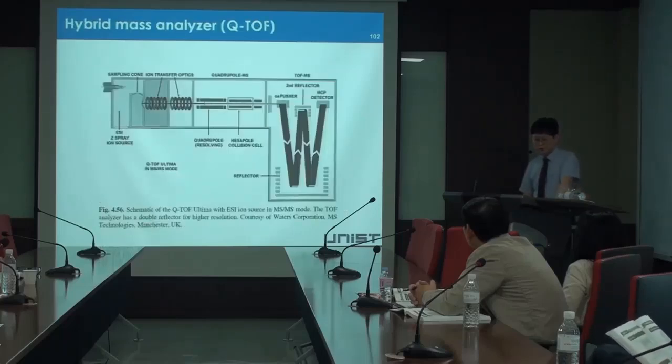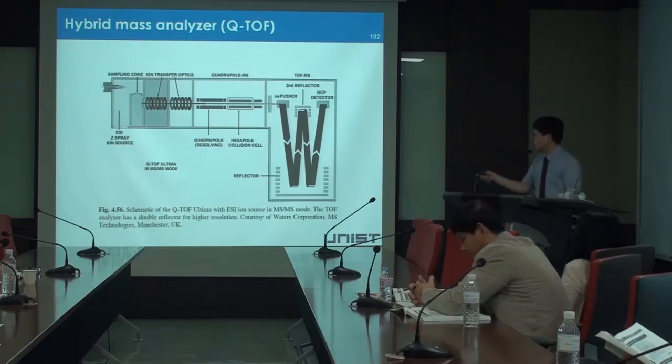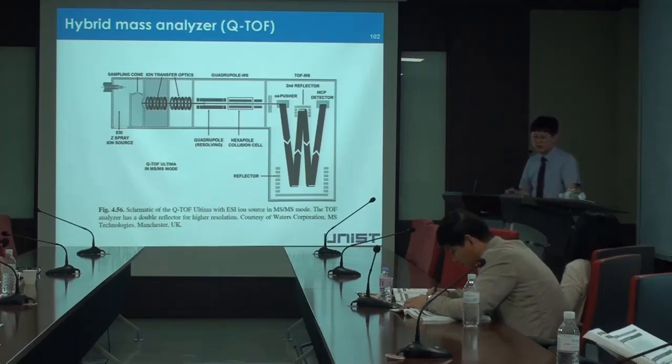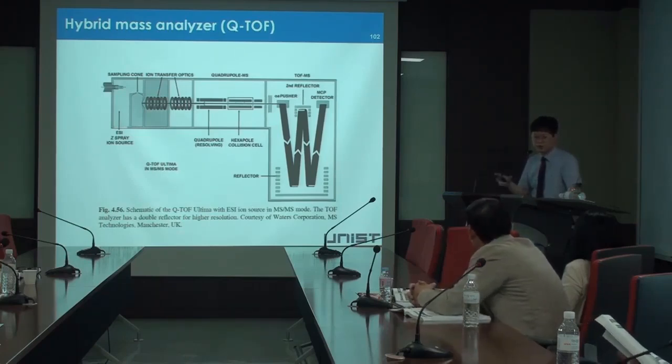This is a hybrid mass analyzer such as Q-TOF. Q means quadrupole, and TOF is time of flight. It's a combination of quadrupole and TOF. It can give better results, better separation of chemicals. So we say Q-TOF. This is a hybrid mass analyzer, and it is much more expensive than the original single TOF MS.